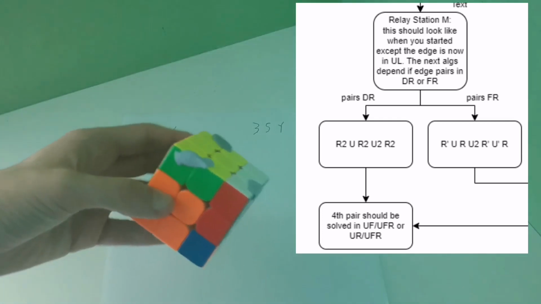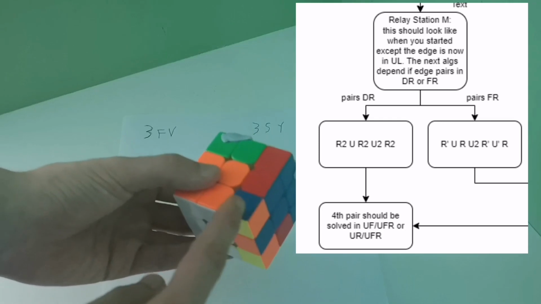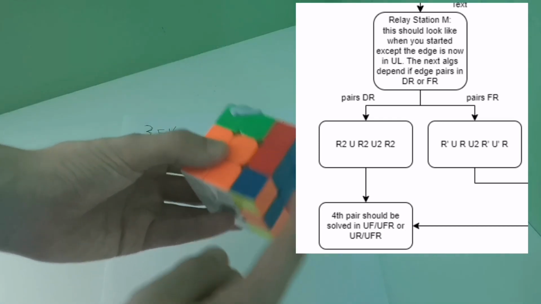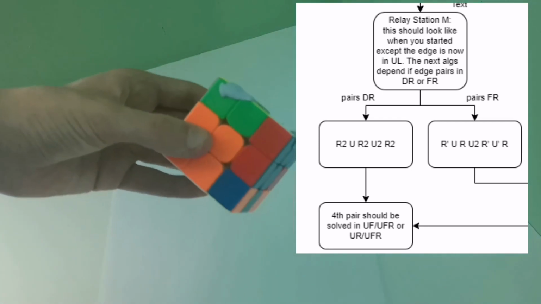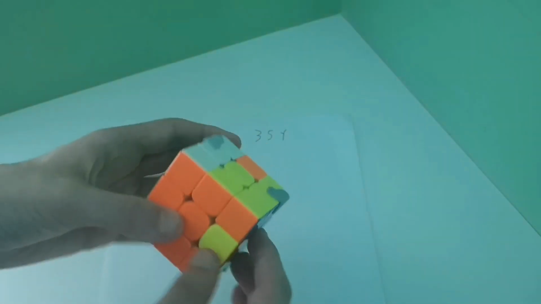So with the edge in up left, all that's left is to pair it with the corner. The way that we do this is by looking at the down front right corner and figuring out which edge it has to replace, either front right or down right. In this case, it needs to replace down right, so the alg that we do is R2, U, R2, U2, R2. And here we see the pair is now built.